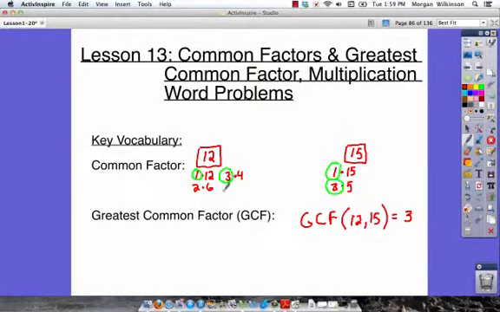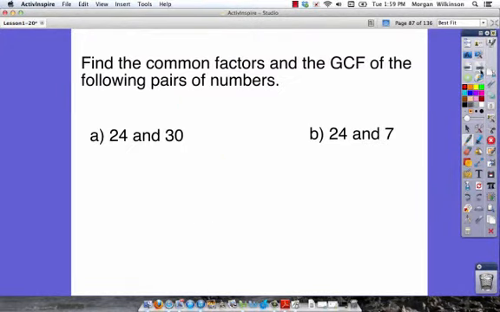The greatest common factor is just the biggest factor that both of your numbers, or all 3 or 4 or 5 of your numbers that you're comparing, have in common. Make sure you get these definitions written down in your notes today. Pause if you need to. Alright, now what we want to do is find the common factors and the greatest common factors of the following pairs of numbers. So 24.